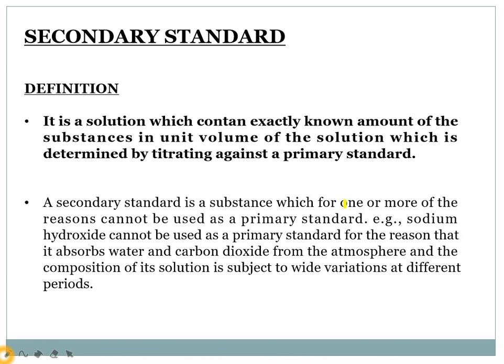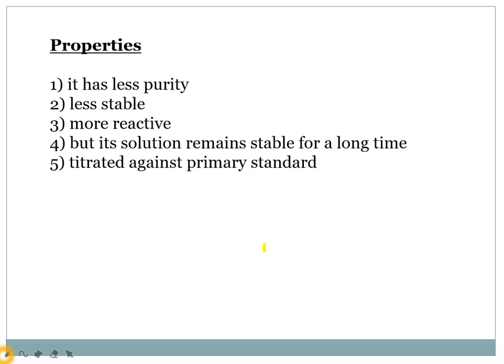Another important point is that a secondary standard is a substance which, for one or more reasons, cannot be used as a primary standard. For example, sodium hydroxide cannot be used as a primary standard because it has the tendency to absorb water and carbon dioxide from the atmosphere, and the composition of the solution is subject to wide variations at different periods. The properties of the secondary standard are that it has less purity, it is less stable and hence more reactive, but its solution remains stable for a long time and can be titrated against a primary standard.